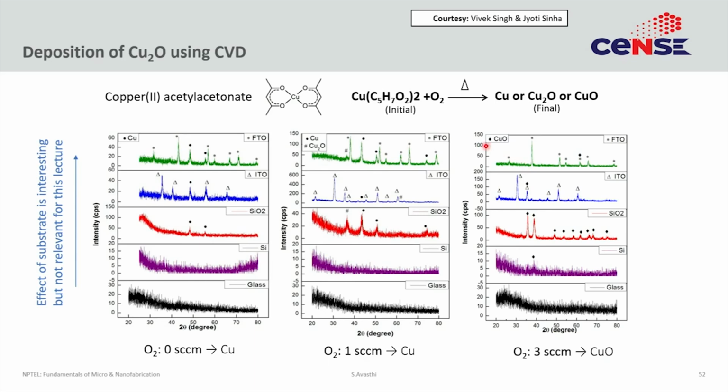But it's even more complicated than that. If you now look at this, we don't just have silicon dioxide substrate, we actually have ITO substrate, FTO substrate, silicon and glass, and there is also a huge dependence on substrate, right? This is a very interesting observation. The reasons for this, however, will not be clear in this lecture. You might need to see the following lectures to completely appreciate it.